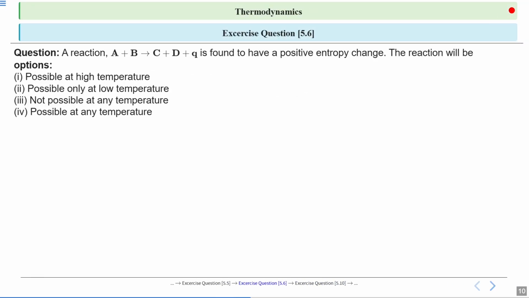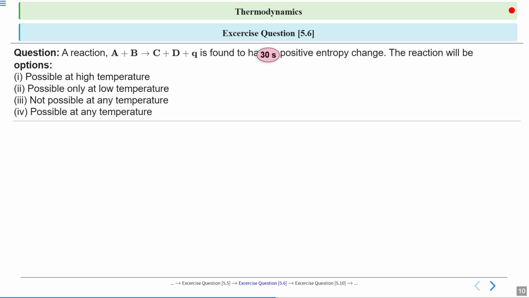A reaction A plus B is giving us C plus D along with some heat, which is represented as Q. Now you have to decide whether the reaction will be possible at high temperature. So basically you have to decide the spontaneity. Is it spontaneous at high temperature, at low temperature, at any temperature, or is it not possible at any temperature? So these are the 4 situations which are mentioned.